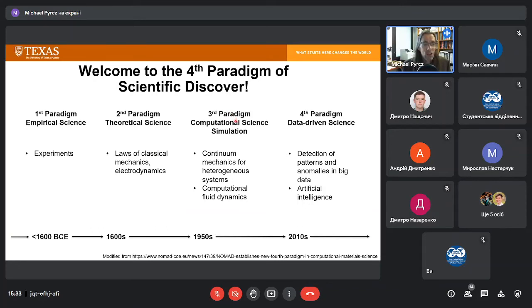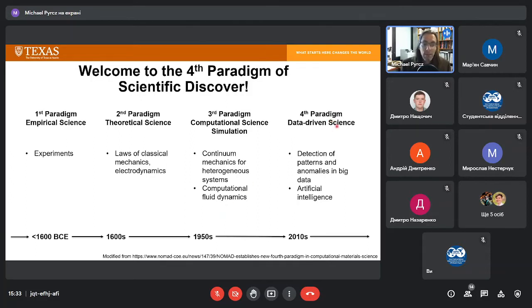The third paradigm is computational science. The world is complicated. It's not homogeneous. It's heterogeneous. The geometries are complicated. The systems are coupled. You can't solve problems with fundamental analytical relationships in theoretical science. You have to do computational science. And so continuum mechanics of heterogeneous systems, computational fluid dynamics, these are examples of third paradigm activities. Flow simulation for predicting, forecasting production, that's third paradigm.